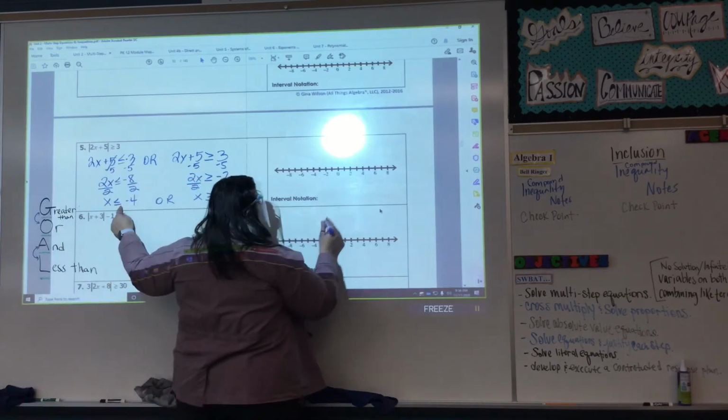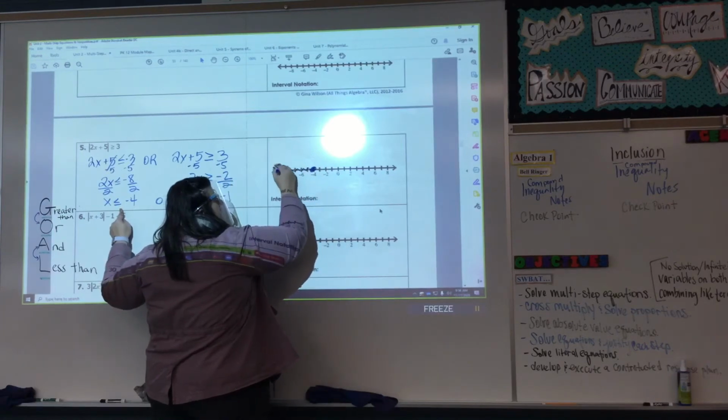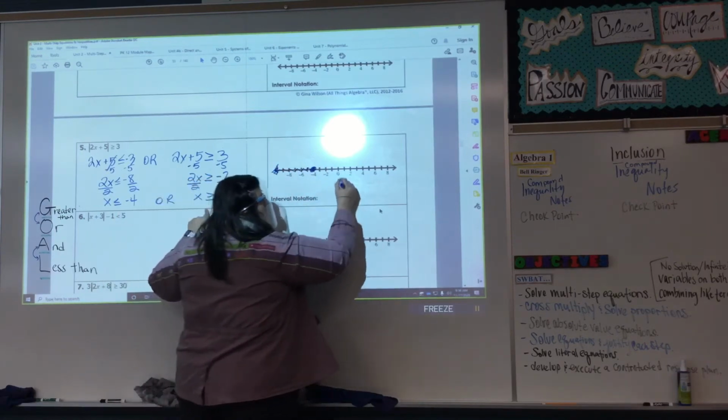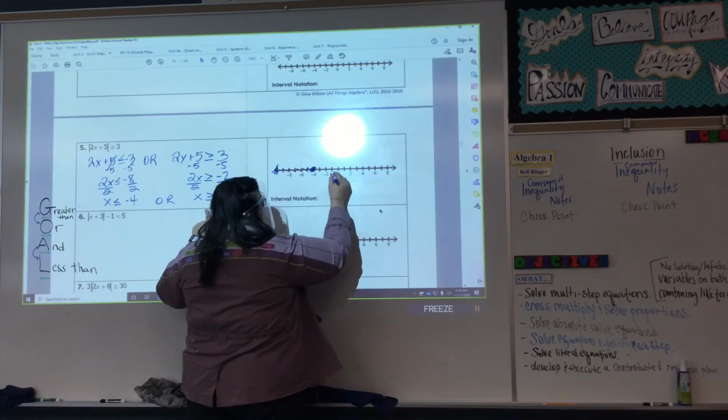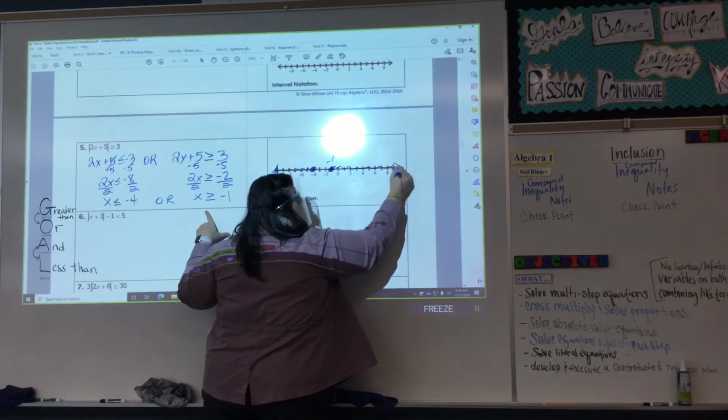All right, so closed dot at negative 4. It's less than, so I shade to the left. Closed dot at negative 1. Label it because it's not on my graph. Shade to the right.